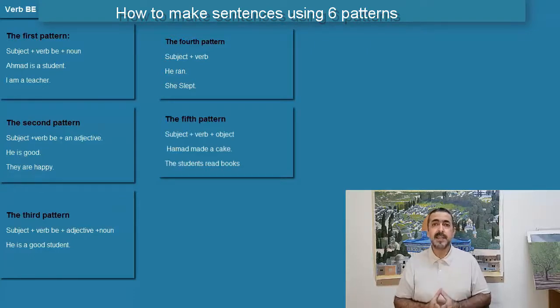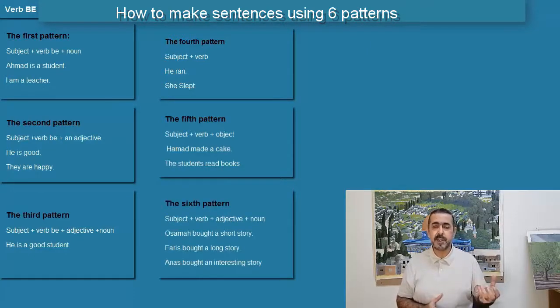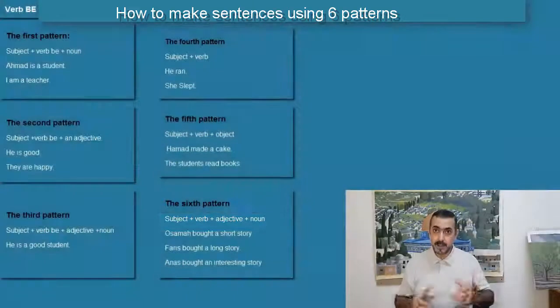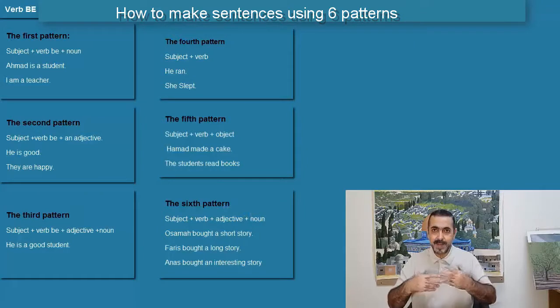The final and sixth pattern is subject, action verb, adjective plus noun. Remember that we can put an adjective before the noun, and in this case there is a noun as an object, so we can use an adjective before it, and we can make the sentence more interesting.